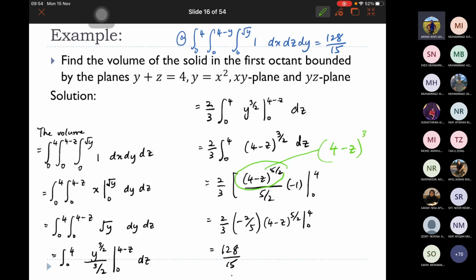4 tolak z kuasa 3 per 2, negatif 1 dari dalam ni kita kena keluarkan sebab yang kita berminat is negatif z, itu yang untuk kita integrate. Dia ni engineering mathematics 1 dulu. Kalau awak tengok balik. That's why kita keluarkan negatif 1 here.